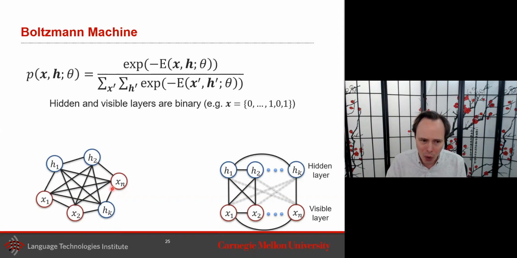And I want to know how likely P of X is. Depending on what I want to do, I could go P of X given H, or P of H given X, or I could just go P of X and H. But the idea is that some of them will be observed, and some of them will not be observed. And that's the Boltzmann machine.